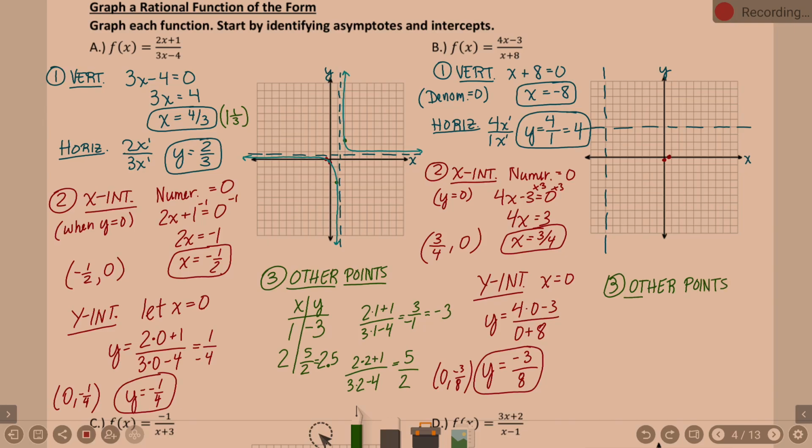But here's what I'm going to suggest for other points. Okay? Pick numbers on either side of your vertical asymptote. What is my vertical asymptote? 4 or negative 8. Negative 8. Give me a number on either side of negative 8.